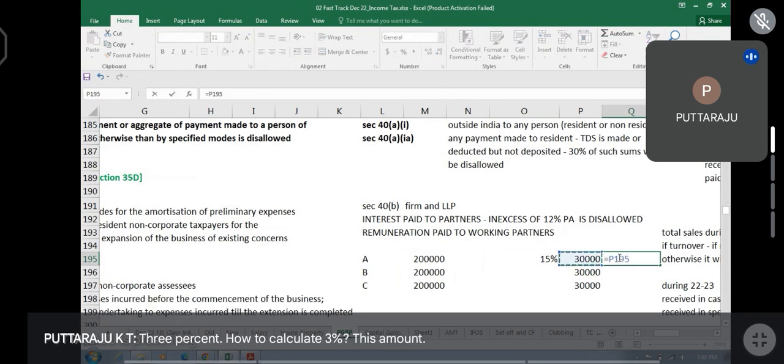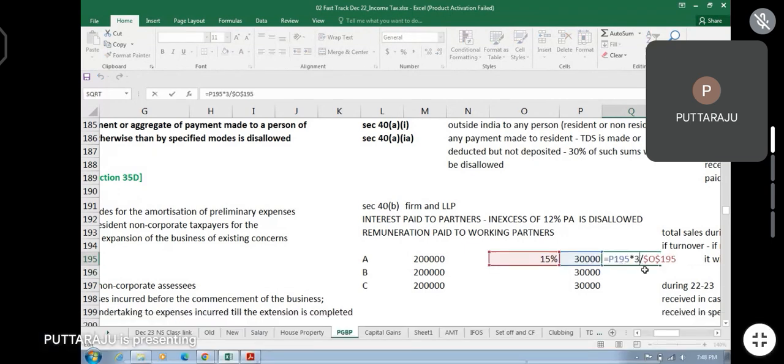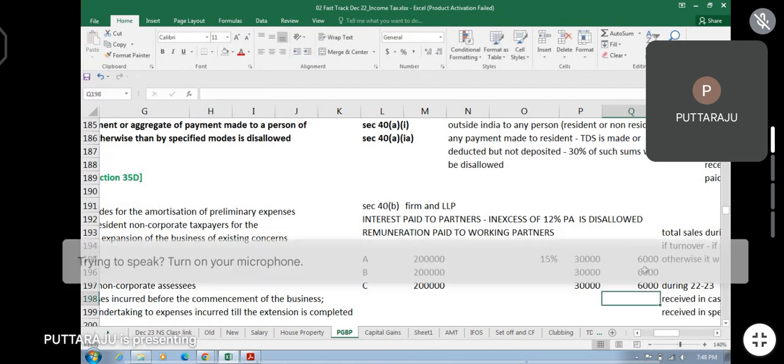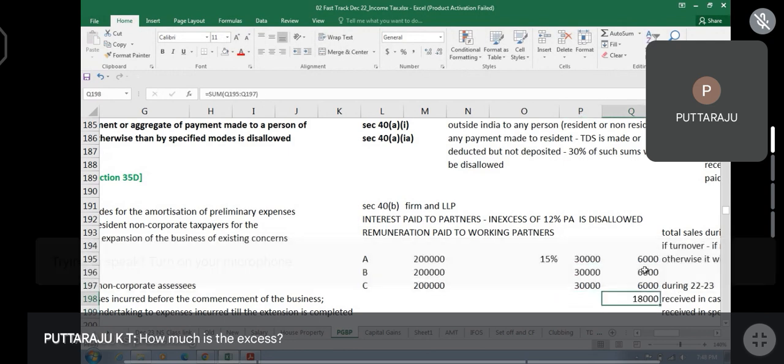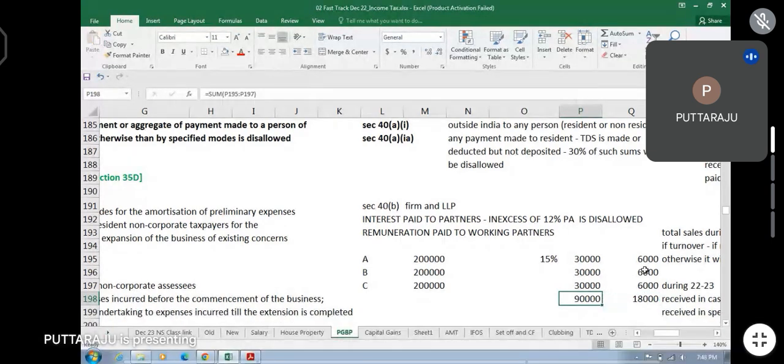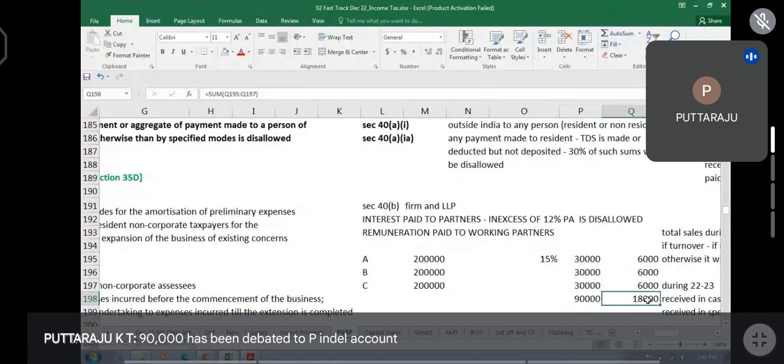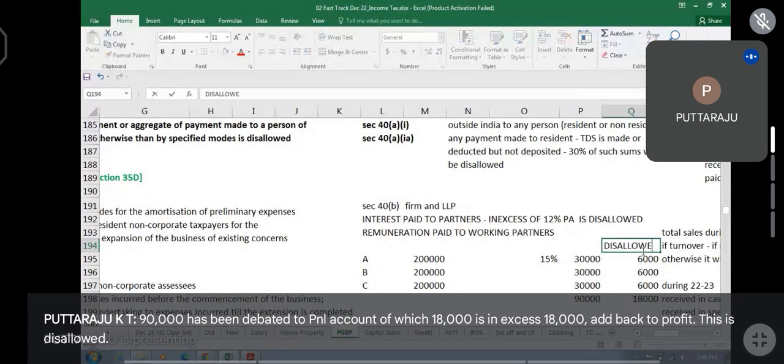How to calculate 3%? This amount multiplied by 3 divided by 15. How much is the excess? 18,000. 90,000 has been debited to P&L account, of which 18,000 is in excess. 18,000 add back to profit. This is disallowed. Interest in excess of 12% is disallowed.